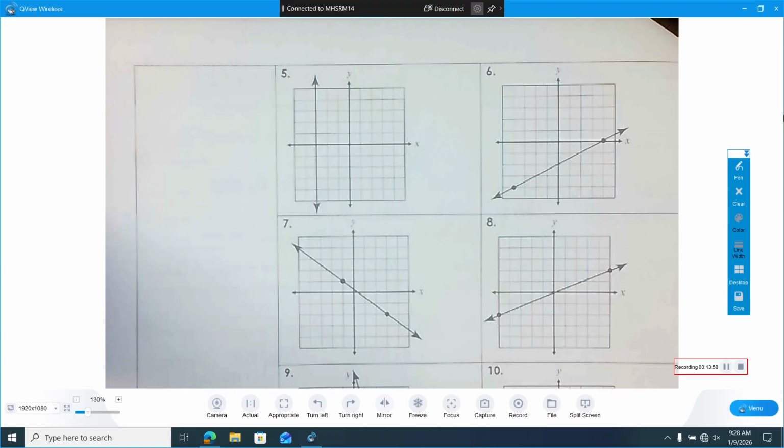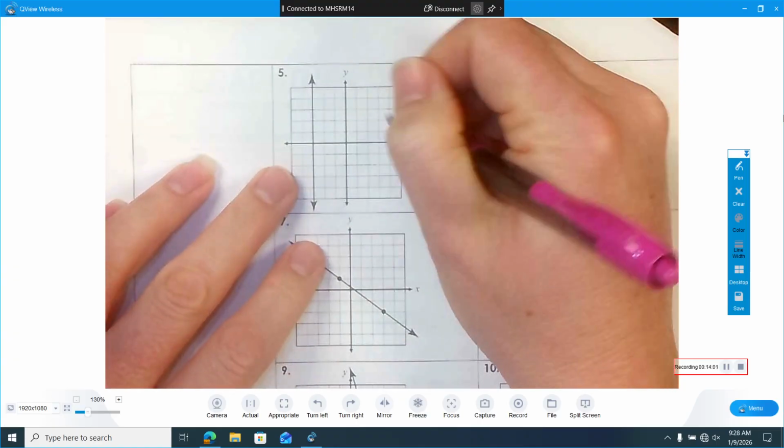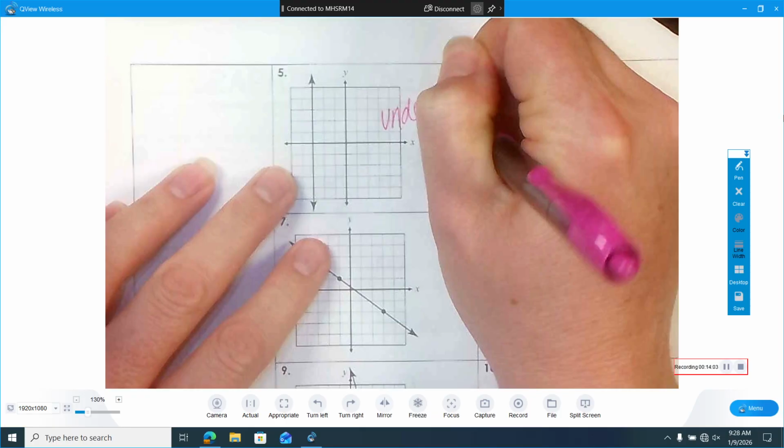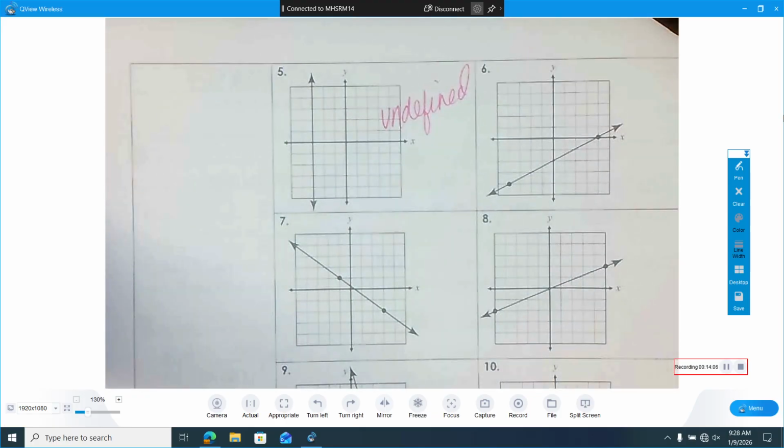What's the slope of number 5? Impossible, undefined. Impossible, undefined is the answer there.